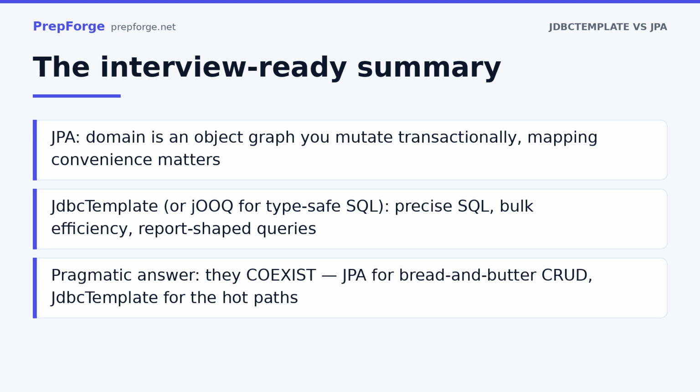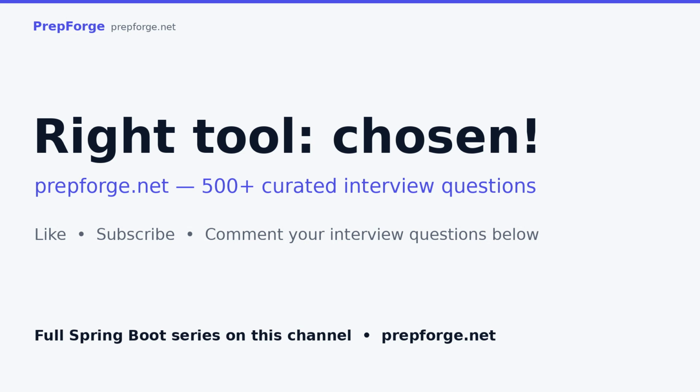And the pragmatic answer that wins: they coexist. JPA for the bread and butter CRUD and aggregate persistence. JdbcTemplate for the handful of performance-critical queries where the SQL must be exactly what you wrote. That's JdbcTemplate versus JPA, not rivals, but tools for different jobs.